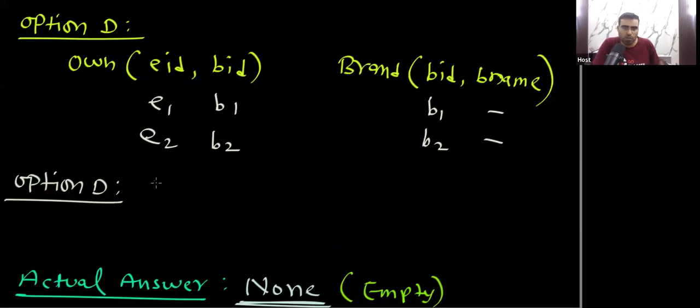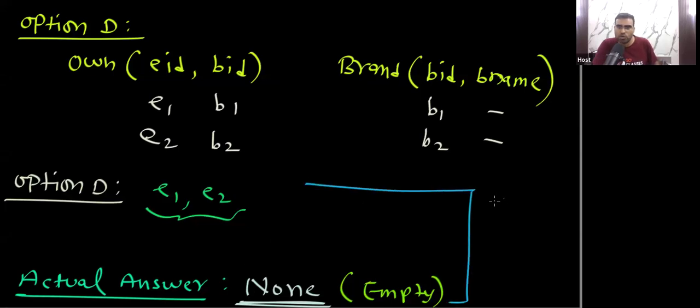So option D will give you the answer E1, E2. This is the option D answer. The actual answer is an empty table. So option D is wrong. Yes or no? Is this understood? Please tell me. So option D is also wrong.